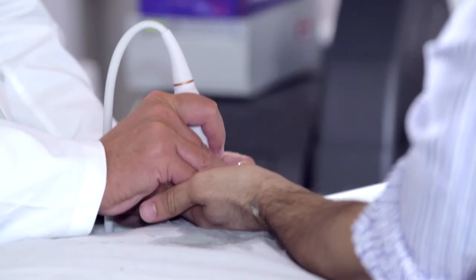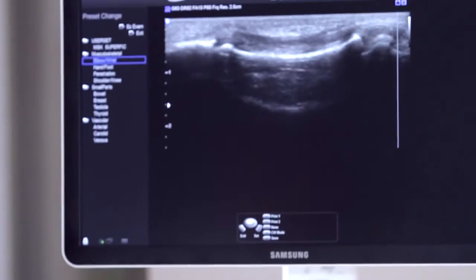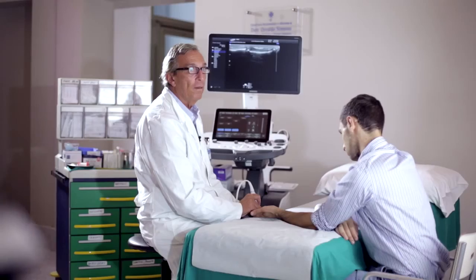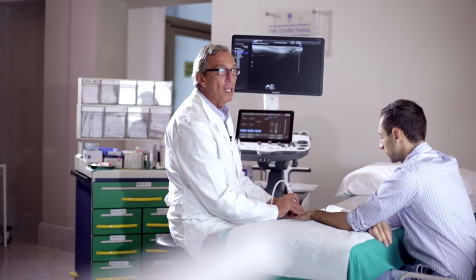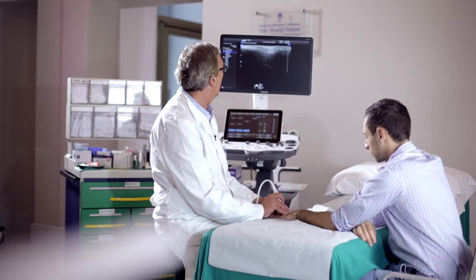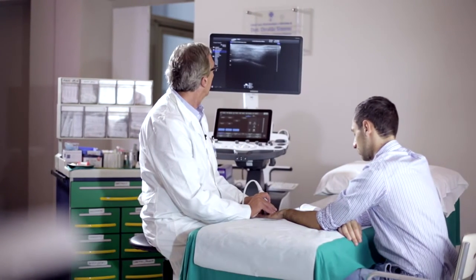I would like to remind you that the superficial flexor tendon of the fingers is inserted at the base of the middle phalanx, while the deeper flexor tendon is inserted at the base of the distal phalanx. The lamina extensor tendon of the fingers is very thin, and it is hardly measurable if not in the presence of lesions.